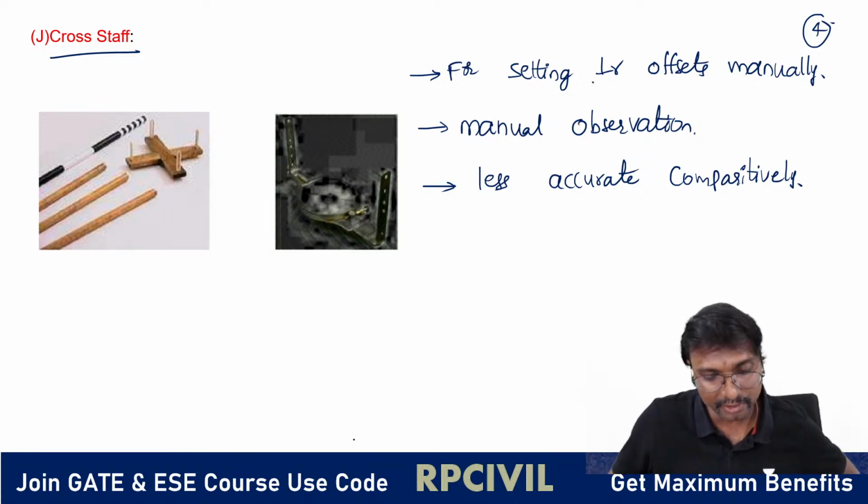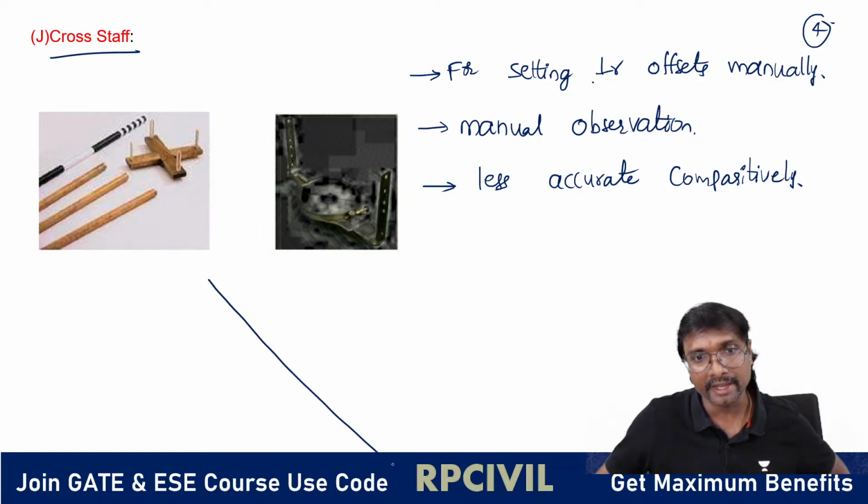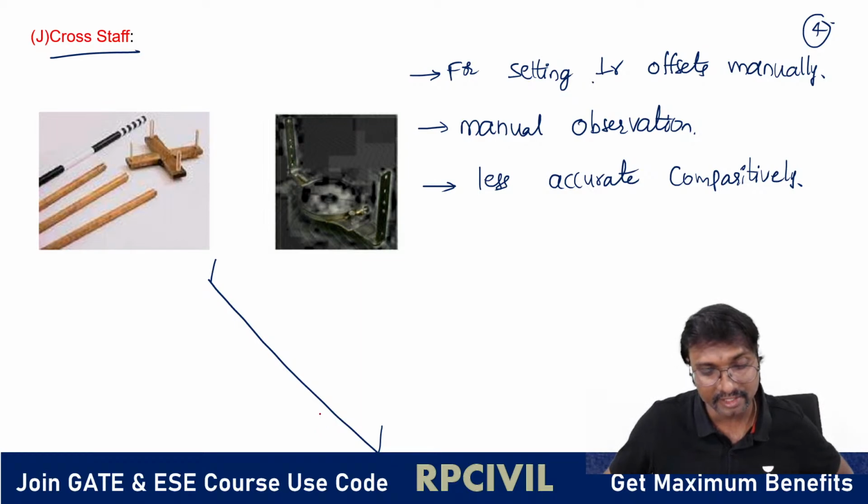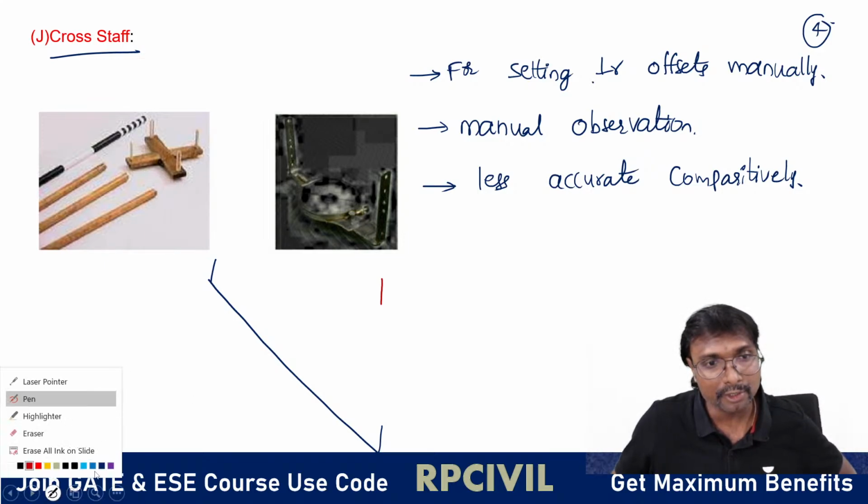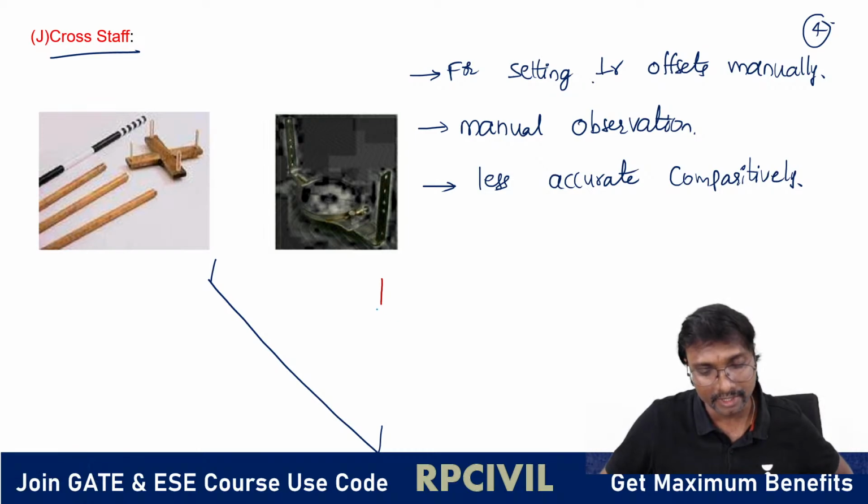So what happens if you just observe? This is one line. One ranging rod is present here and another ranging rod is present here. You will be having one more ranging rod like this also. So then what happens?